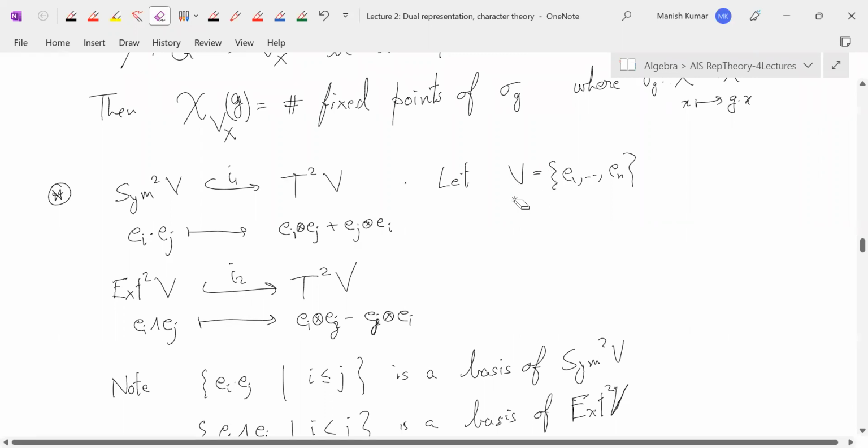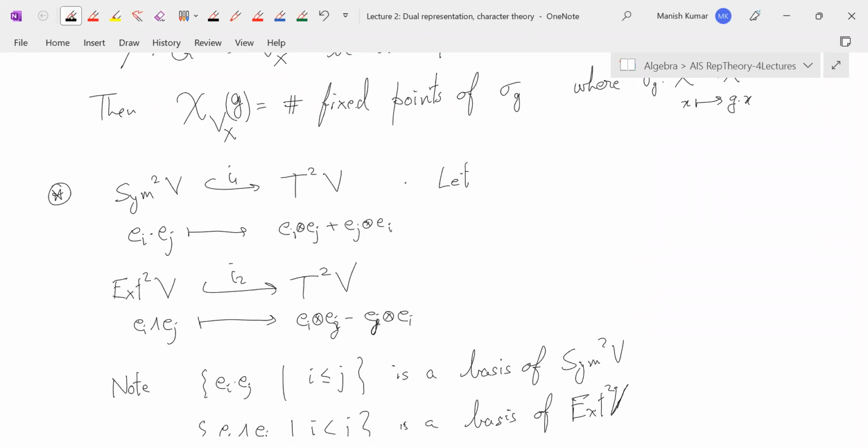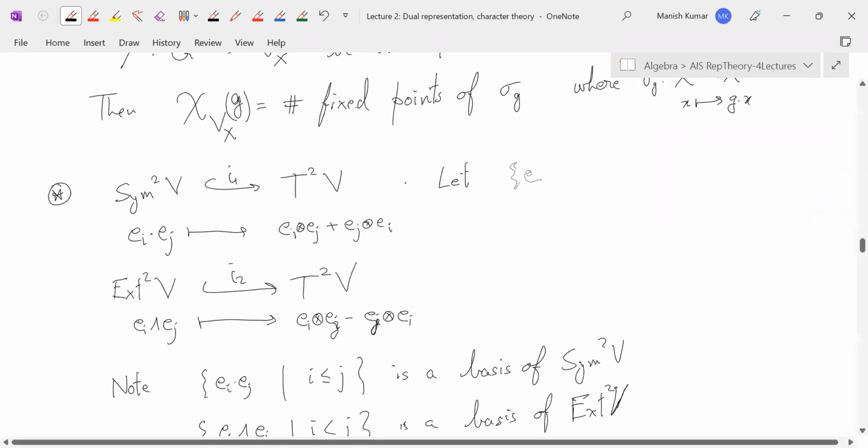So let V be a vector space generated by E1 to En. I didn't mean that, so let E1 to En be a basis of V.